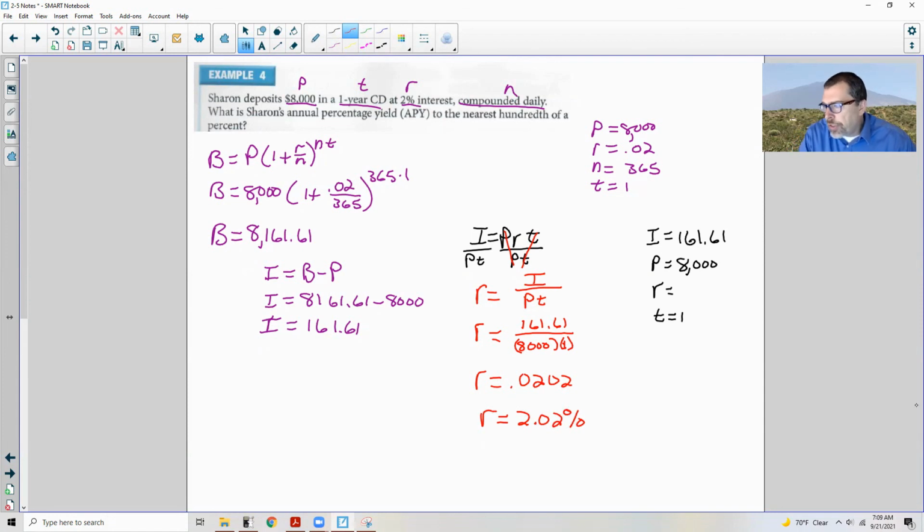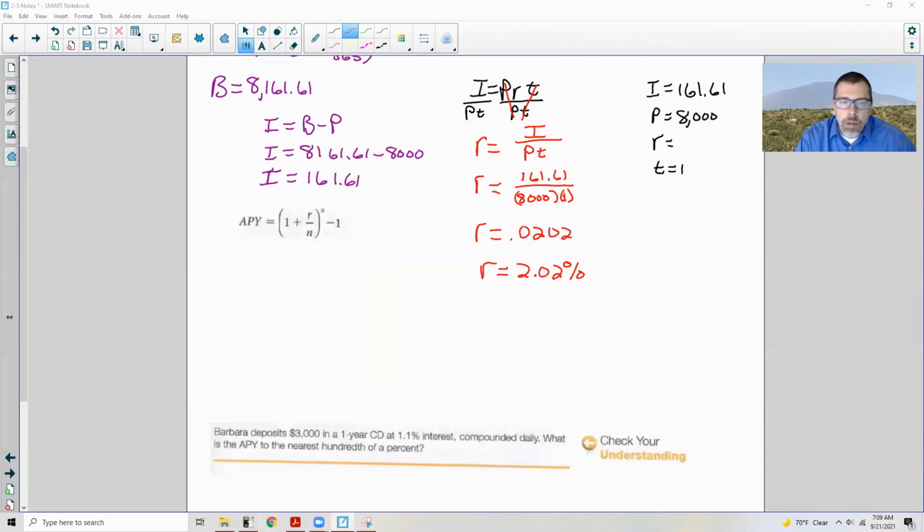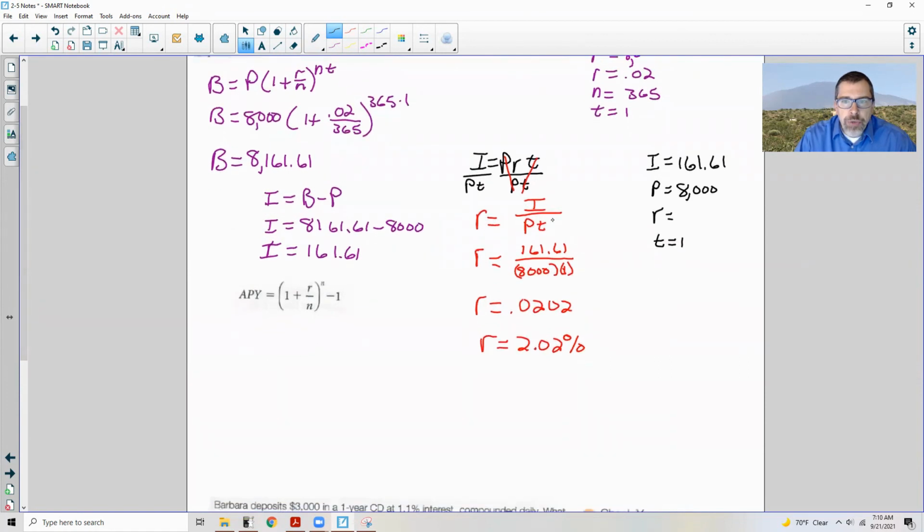Okay, so there is a shortcut for the annual percentage yield, and let me just bring that in. I'm not going to go over that one, but I will just bring it in. Okay, so here's the annual percentage yield. Rather than doing the compound interest formula and then subtracting and then doing the simple interest formula, annual percentage yield is just simply (1 plus R over N) to the N, minus 1. So if I did that, it would be 1 plus our rate, which was 0.02, over 365. And then once I calculate that, I subtract 1.